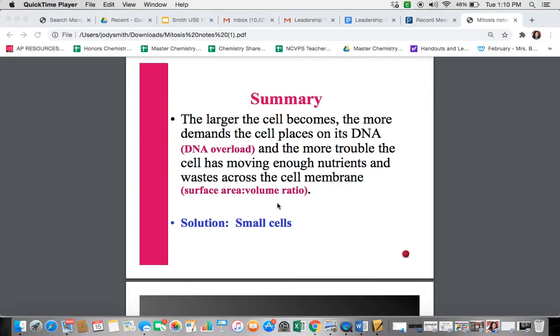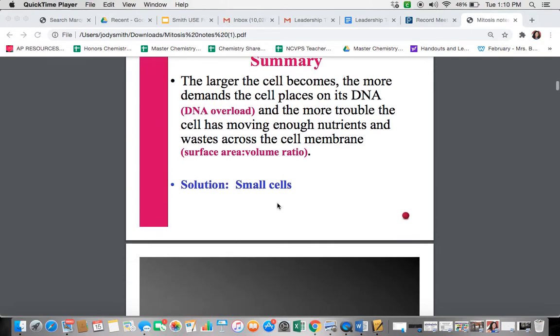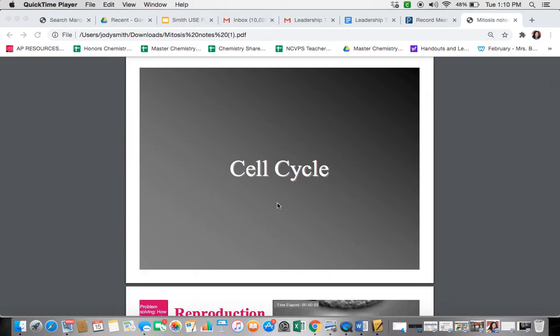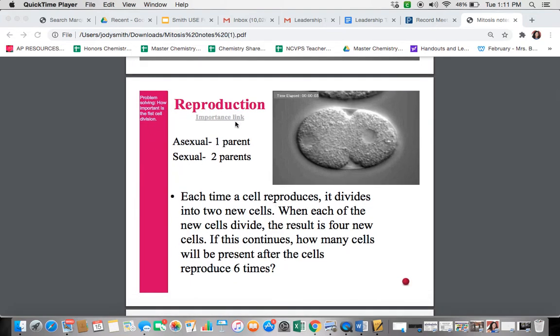We need to make sure we have enough DNA and surface area to volume ratio, which brings us to the cell cycle. I'm going to skip a couple of these slides here and there, so please stay with me. First off, I don't like this definition for sexual and asexual, but there's reproduction that happens cellularly. We are cellularly asexual reproducers, which means one cell makes two, two make four, four make eight, eight make 16, and they're identical to the parent cell. Sexual reproduction means there's variation in the offspring.